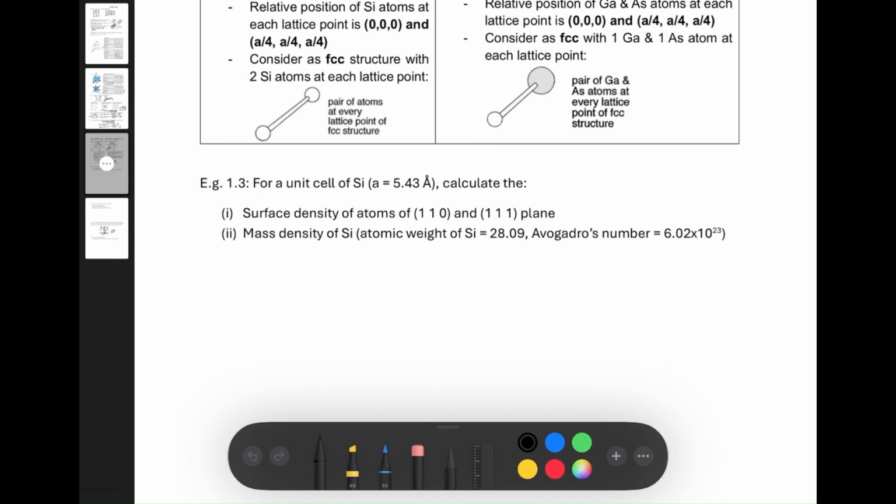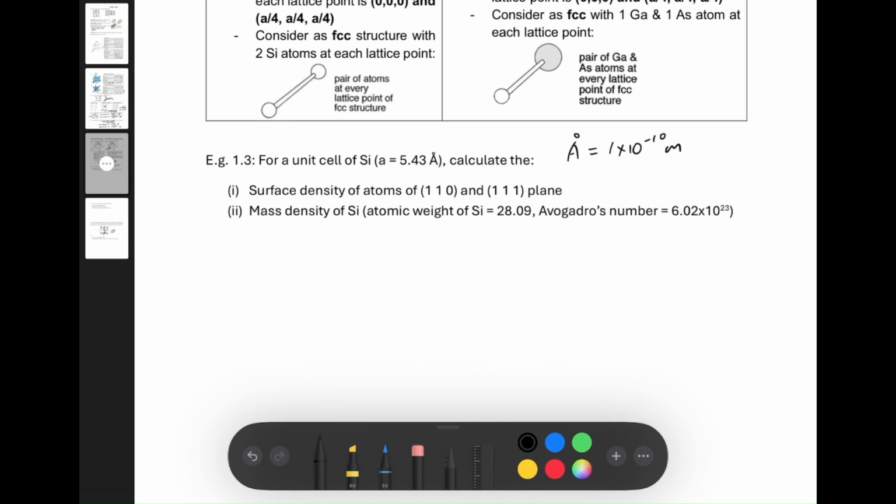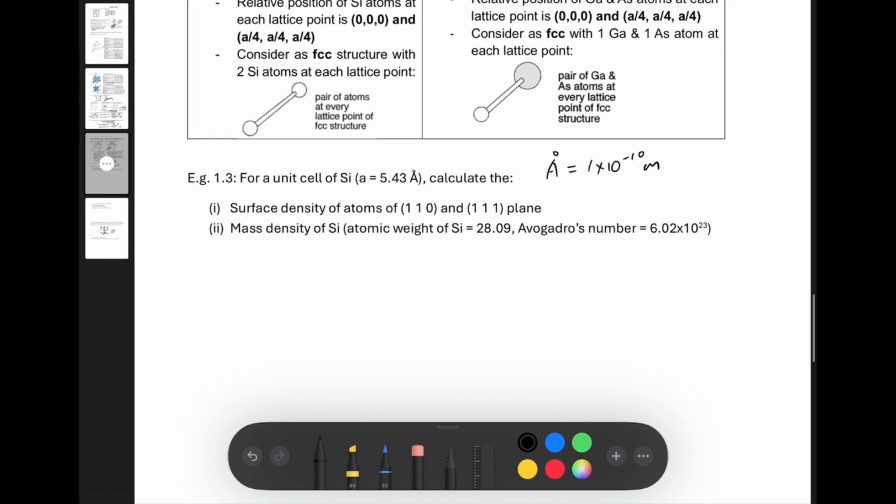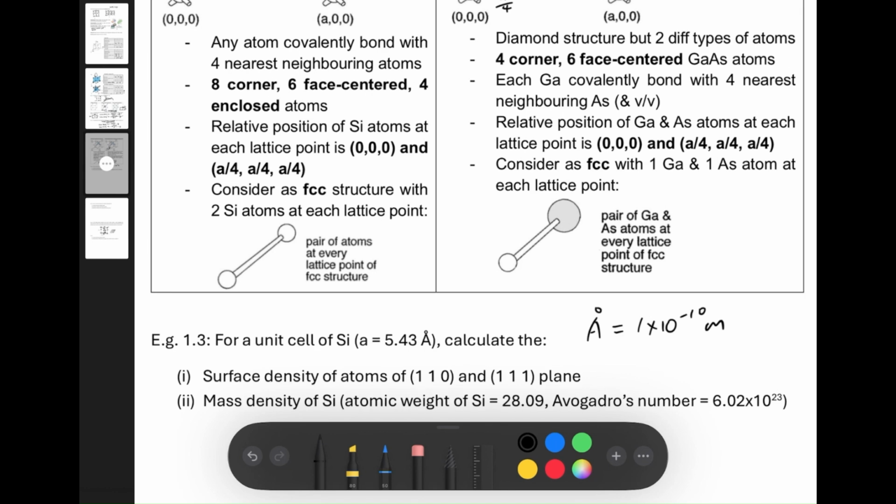So for unit cell of silicon, A equals 5.43 angstrom. So this is actually a unit of length, which equals 1 times 10 to the power of negative 10 meters. So it's frequently used as the lattice constant for these semiconductor crystal unit cells. So part 1, surface density of atoms of 110 and 111 plane of silicon.